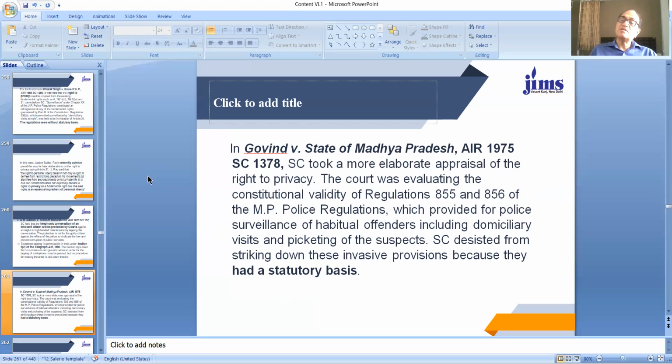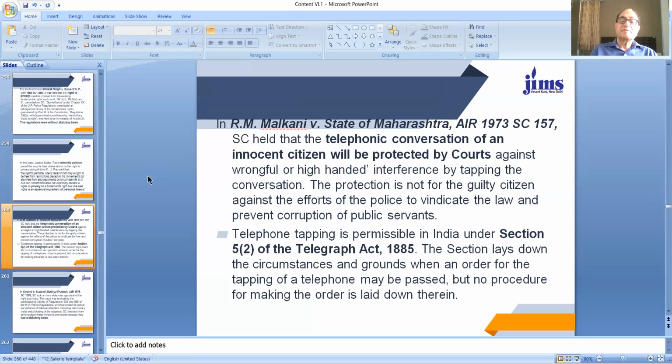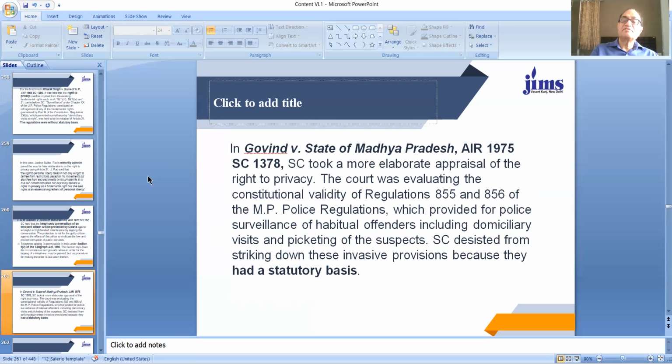In Khadak Singh's case, the regulation number 236B of UP police regulation, I'm going back, was without statutory basis. But here in Madhya Pradesh, the regulation number 855 and 856, which were authorizing same domiciliary visits as in UP, but here in MP, these regulations were framed under a proper legislation. So they had a statutory basis. So Supreme Court protected these domiciliary visits in Madhya Pradesh, whereas they were struck down in UP because in UP, those regulations were made without any legal basis.